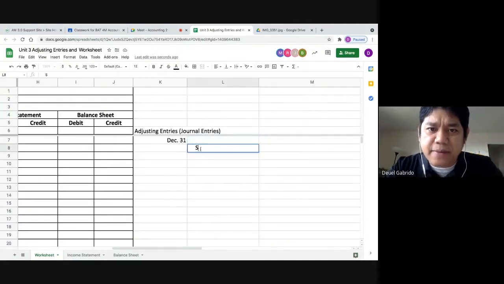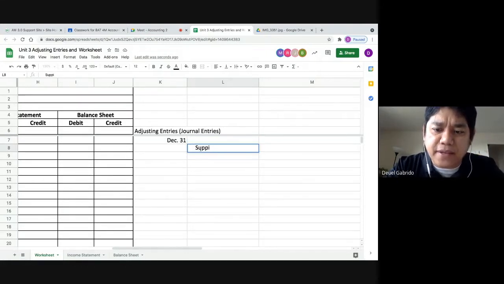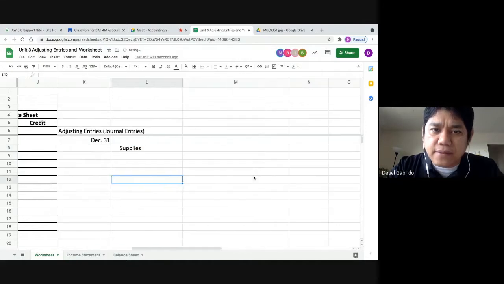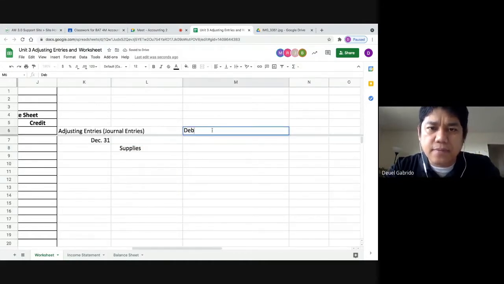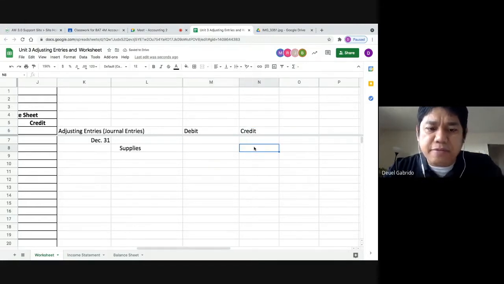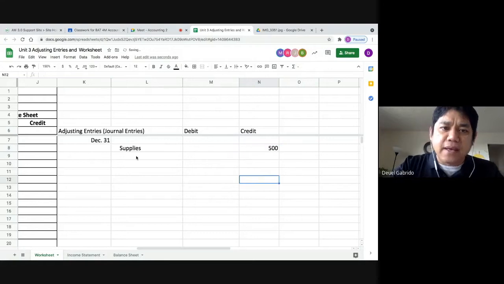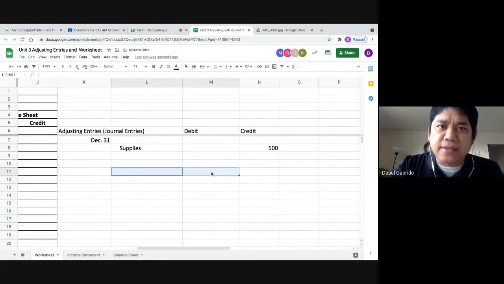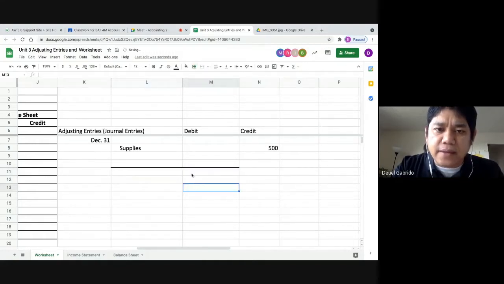Supplies decreased by 500. Therefore, I put it in the credit, right? There is debit here, and there is credit here, right? So the supplies you said decreased by 500. Meaning when I make the T account here, guys, look at this. It's very quick. Let's just put this one up, and I'm just showing it to you.